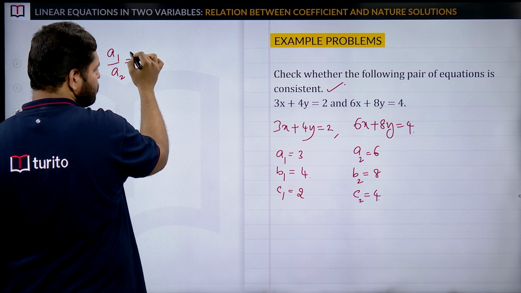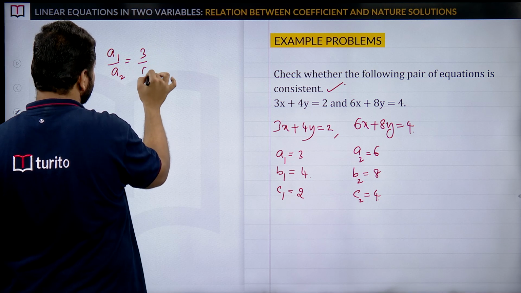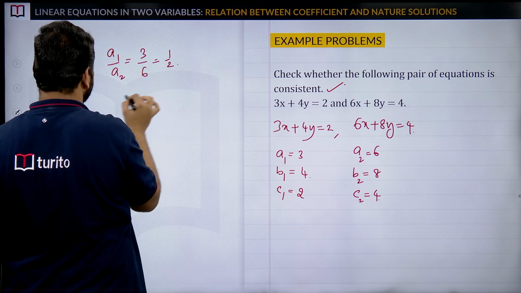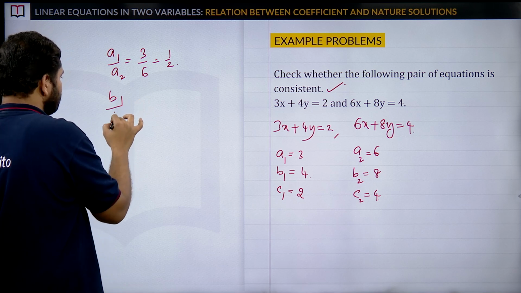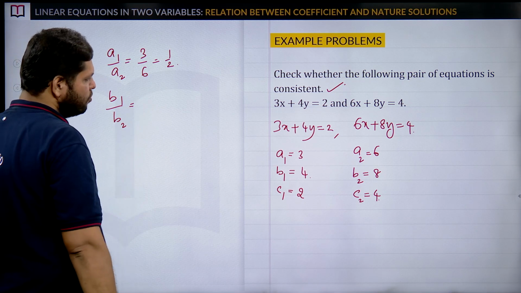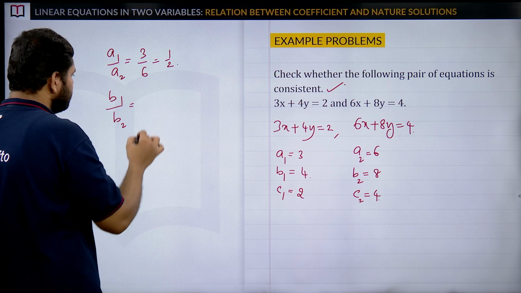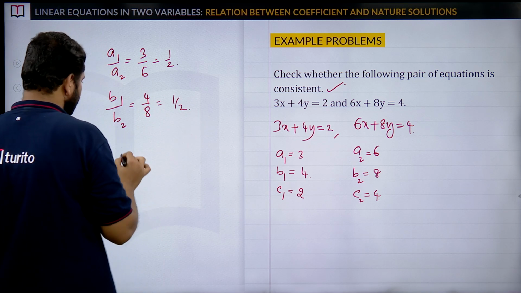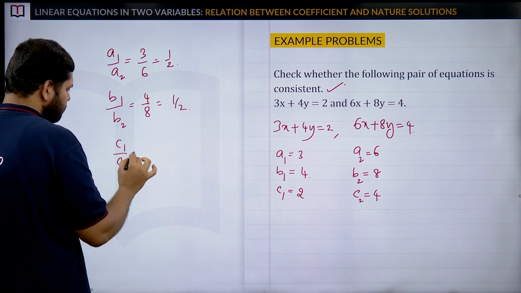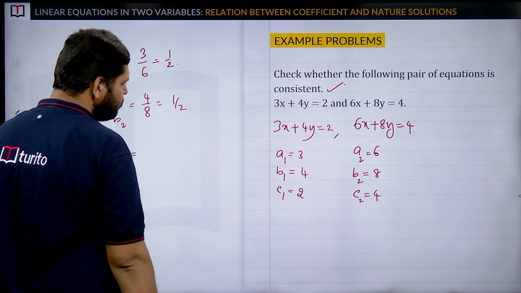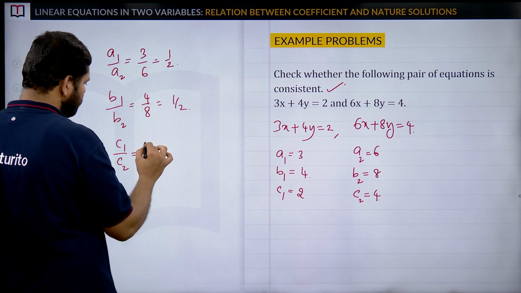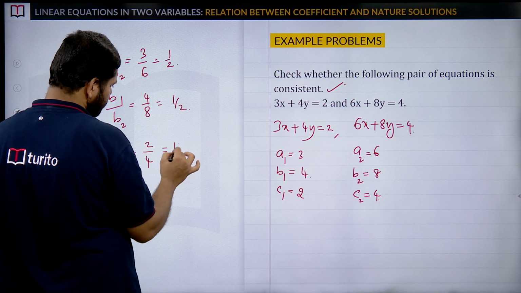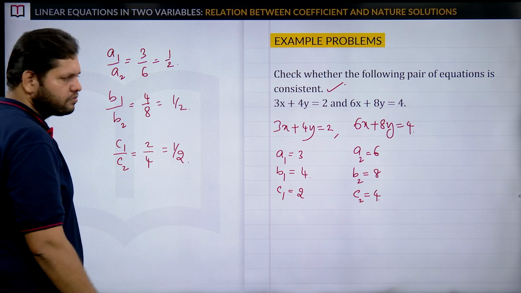So what is a1 by a2, children? That is 3 upon 6, so this is 1 by 2. Find out b1 by b2. So b1 value is 4 and b2 value is 8, so this is 1 by 2. And find c1 by c2. c1 value is 2 and c2 value is 4, so it is 2 upon 4. So we can say 1 by 2.